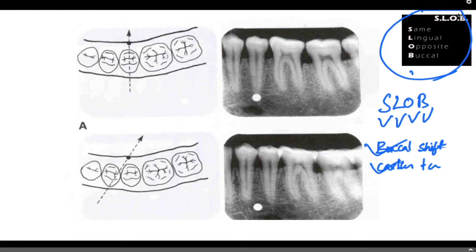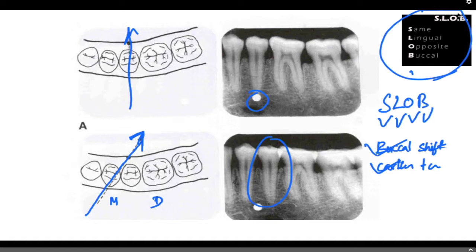What happens in the SLOB rule is, if you take this particular tooth into consideration, you know the mesiodistal position of this tooth on IOPA, but you don't know the buccolingual dimension. So what you're going to do is shift the position. For example, this is a straight X-ray in which you can see the point here. Whereas in the other X-ray, this is the mesial side and this is the distal side. So what you have done is you have been exposing from the mesial side.